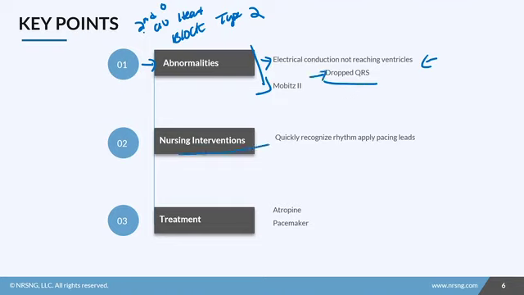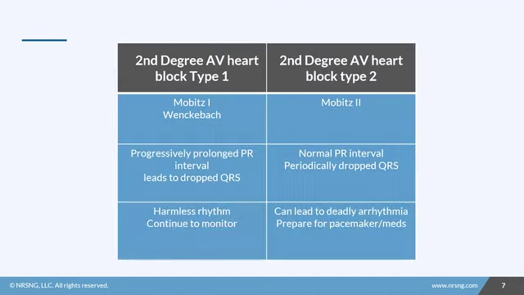The main nursing interventions are to identify this rhythm quickly and put some pacing leads on them in case they go into third degree heart block. Treatment, if they are symptomatic and very bradycardic, we can do atropine. And for the most part, these people end up with a permanent pacemaker, again, to prevent further complications.